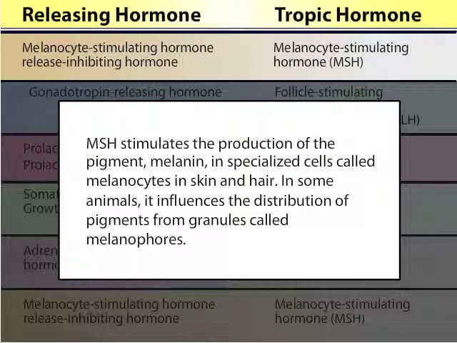MSH stimulates the production of the pigment melanin in specialized cells called melanocytes in skin and hair. In some animals, it influences the distribution of pigments from granules called melanophores.